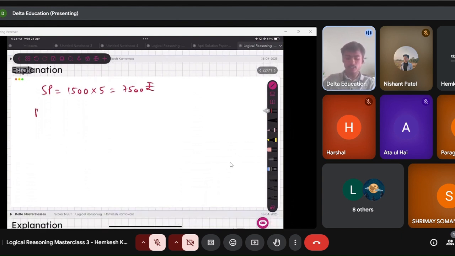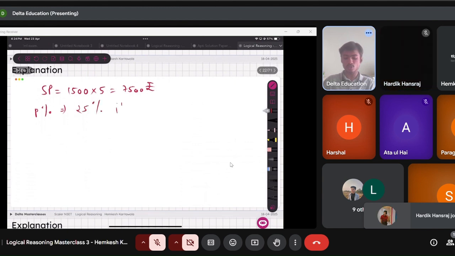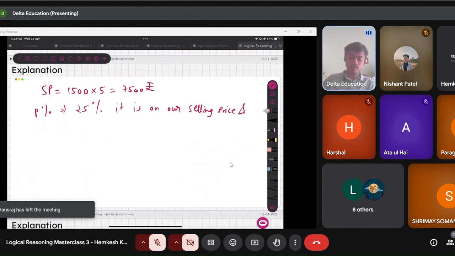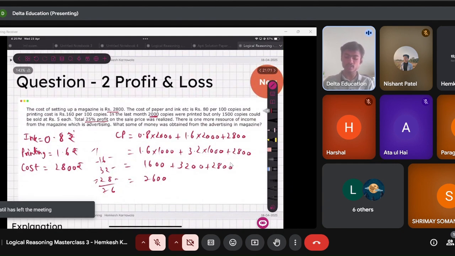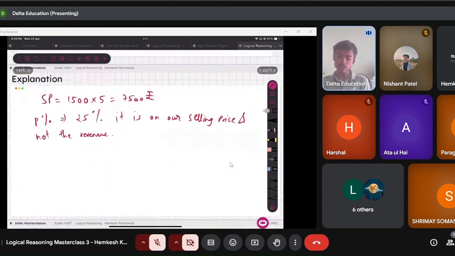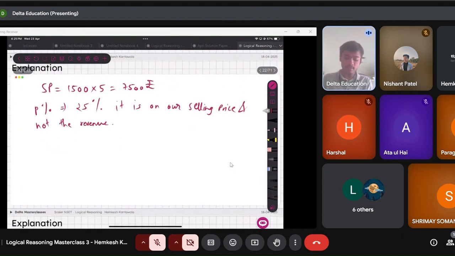Now if we know that the profit percentage is 25 percentage, but it is on our selling price and not the revenue, as it is clearly mentioned over here that the total 25% profit was on the sale price and not the revenue. So if we want to find this, one more income as mentioned in the question is from advertising, correct? So let X be the advertising income.